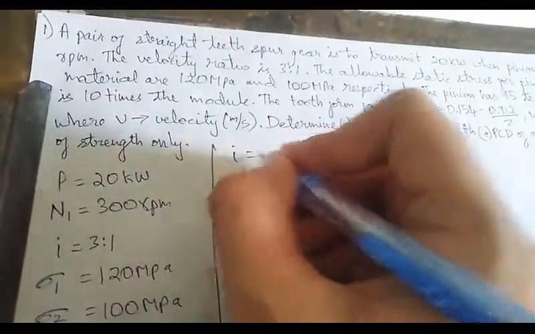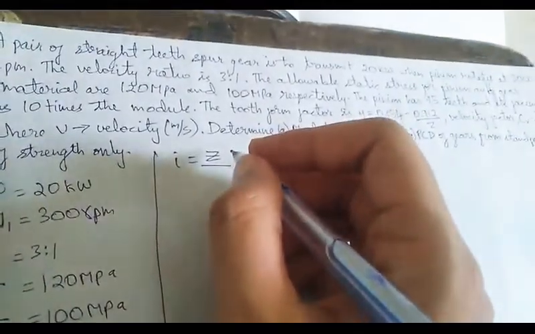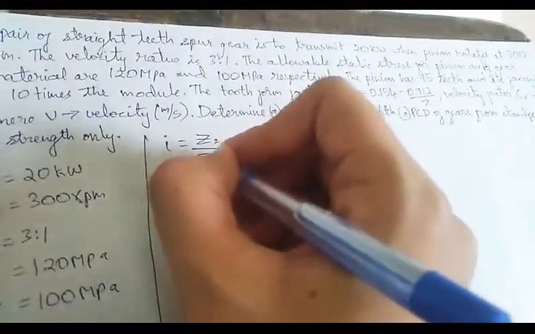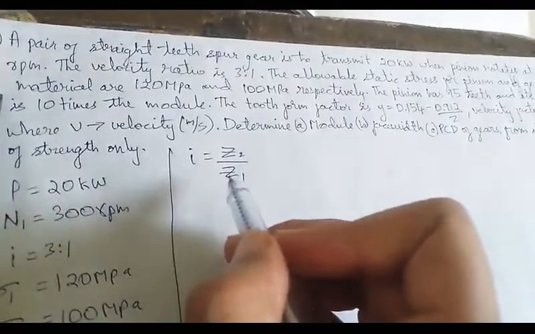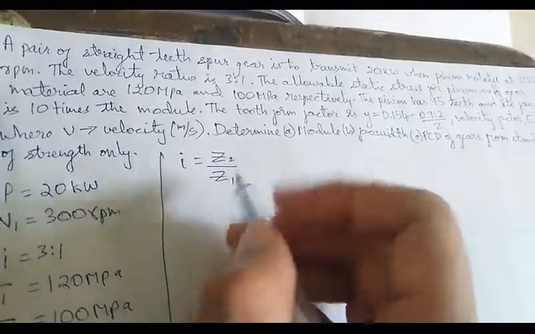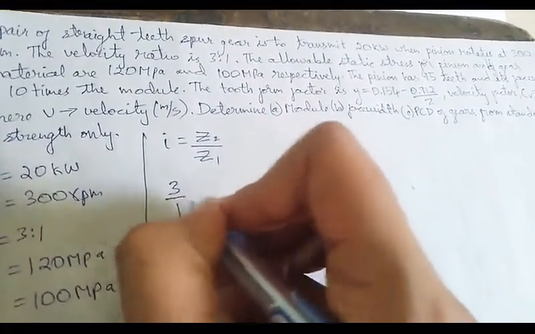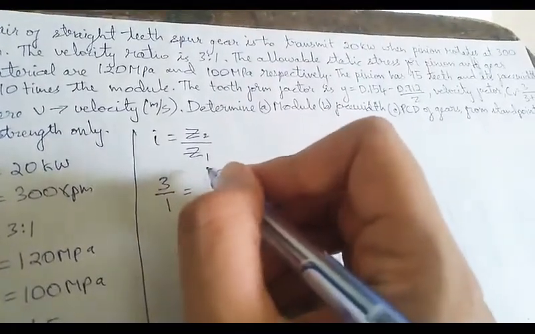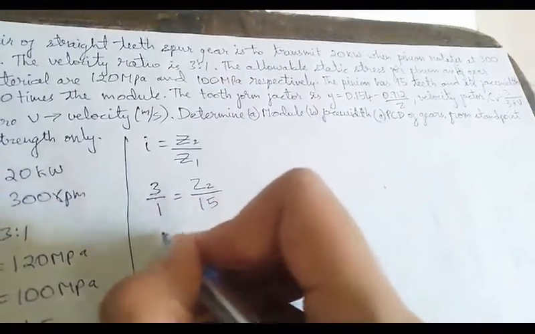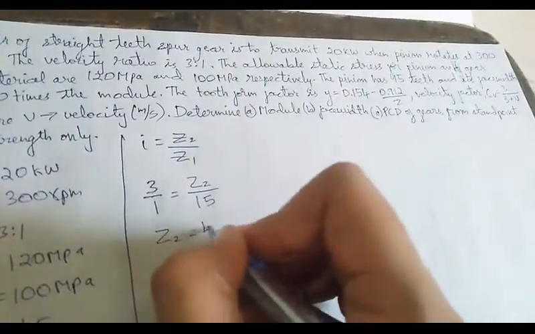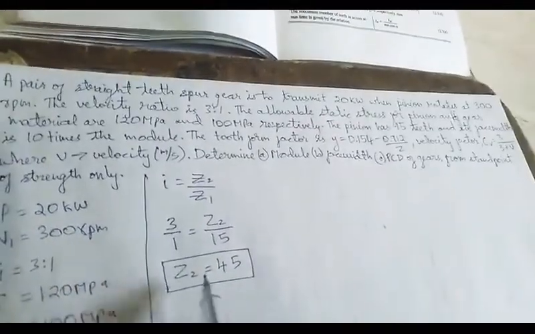So gear ratio i is equal to Z2 by Z1. So gear ratio is the number of teeth on gear to number of teeth on pinion. They have given gear ratio as 3:1. Z2 they have not given, Z1 they have given as 15. So the value of Z2 is 45, since 15 threes are 45.